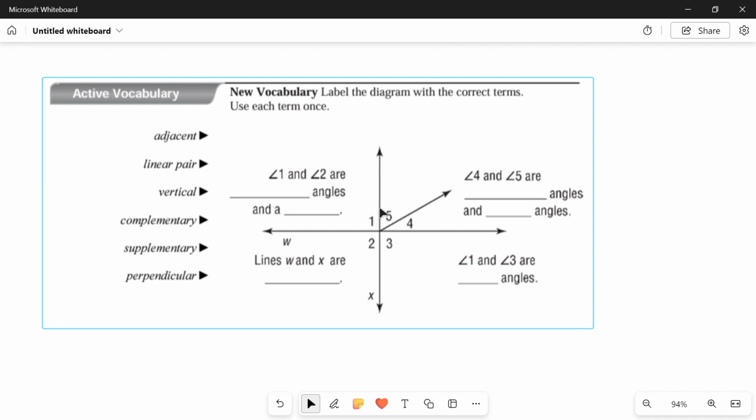And you should have this line that's called line X. You can see it's marked X, and this line that's marked W, line W. And then you have this ray coming out right here. It's not named, okay? But the result is you have 1, 2, 3, 4, 5 different angles, okay? 5 different angles. It says angle 1 and angle 2 are blank angles.